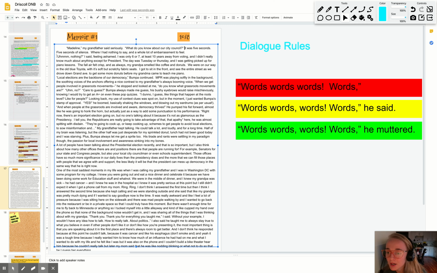Now, who is doing the talking here? It's me, because it says I said. So that's not my grandfather. It's a new person. That means new paragraph.